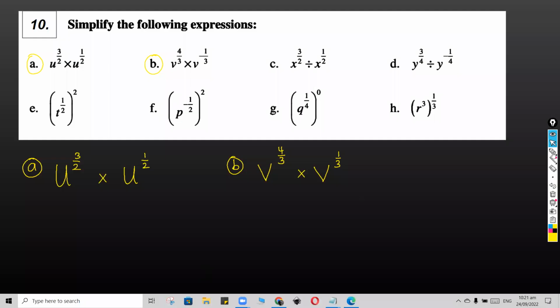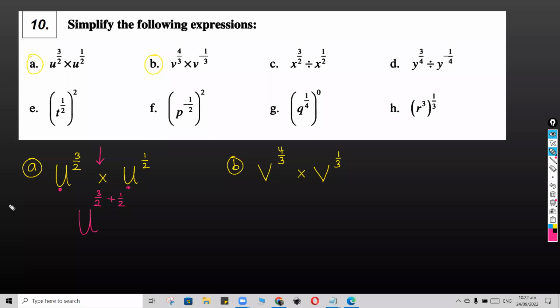All right. So for the first one, I'm reading the answers. Now here's a multiply, right? Now multiply means you can add what? The powers, provided that the bases are the same. And the bases are the same. One is the letter U, the other one is also the letter U. So what we have to do now is add the powers. So you put back the U once, and then we say 3 on 2 plus a half.